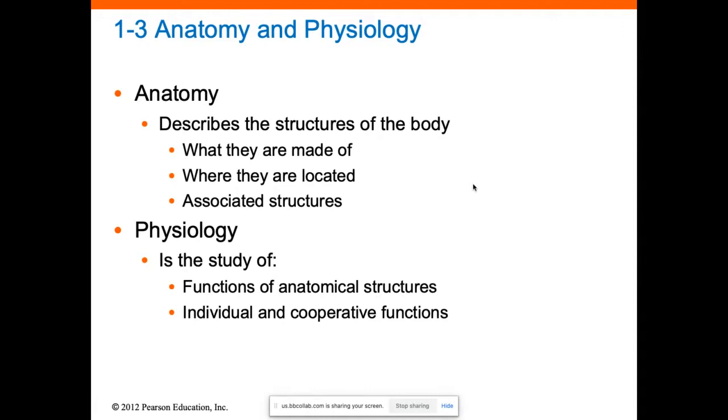So what exactly is anatomy and what exactly is physiology? It's a very simple concept. When we talk about anatomy, we're really talking about structure or form. And when we're talking about physiology, we're talking about function. So anatomy and physiology is really the study of structure and function, or form and function, whichever terminology you feel comfortable with.